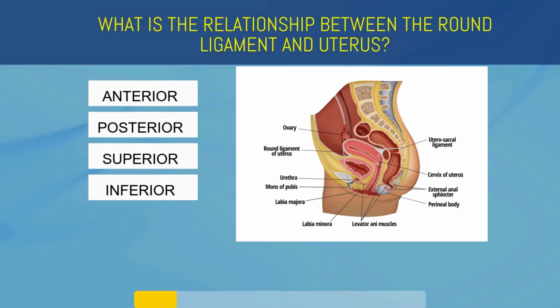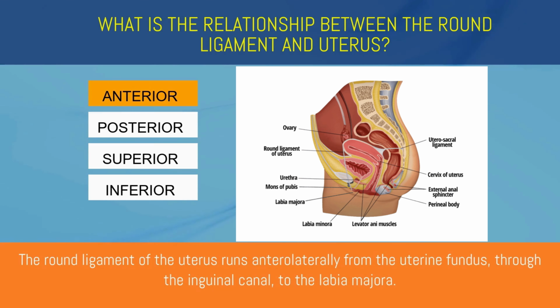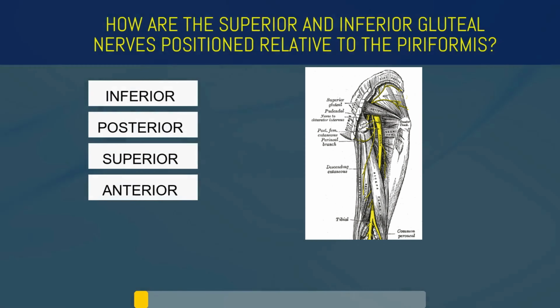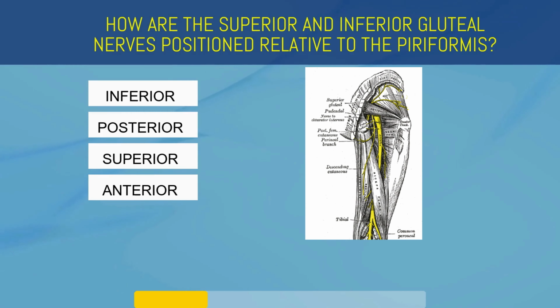What is the relationship between the round ligament and uterus? Anterior, posterior, superior, or inferior? Anterior. The round ligament of the uterus runs anterolaterally from the uterine fundus, through the inguinal canal, to the labia majora. How are the superior and inferior gluteal nerves positioned relative to the piriformis?